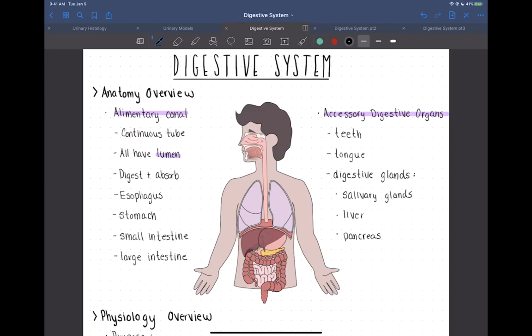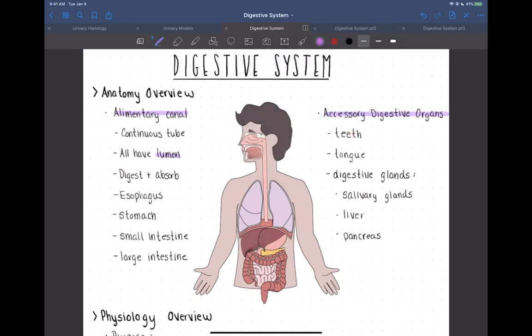And in this video, we're going to do a lot of overviews of different parts of the digestive system because this is a very, very large chapter. So we're going to do an overview of the anatomy, an overview of physiology, and an overview of histology in this video. And then in the videos that follow, we'll talk about each of the different parts of the digestive system in detail and how they work. Okay, so let's start our overview with an overview of anatomy.